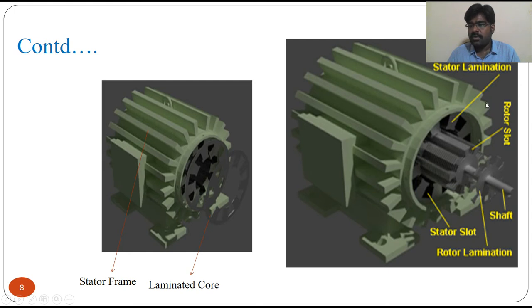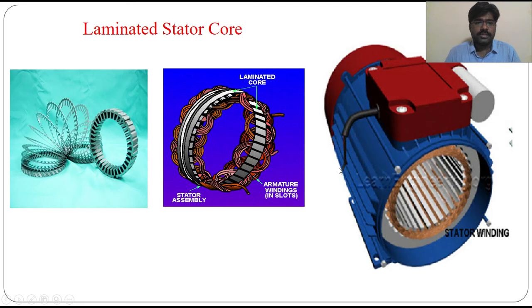So this is the outer part of the stator. Inside the stator we will keep a rotor, and the rotor will be mounted on the shaft. These are the stator slots, and inside these slots only you will keep the stator windings, and those windings are made up of copper material. Then next, for more clarity, one more picture I have given here.